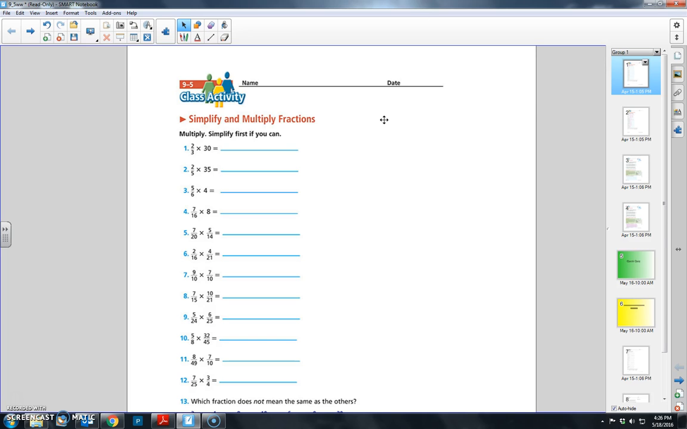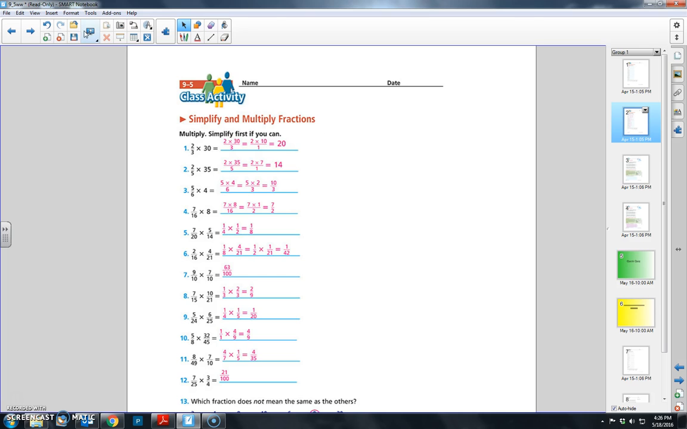So the big premise of 9.5, this is going to be very short, is to simplify and multiply fractions. Okay, so it says multiply and simplify first if you can. Doesn't mean you have to, but you can. The easiest way to show you is just to show you the answers.